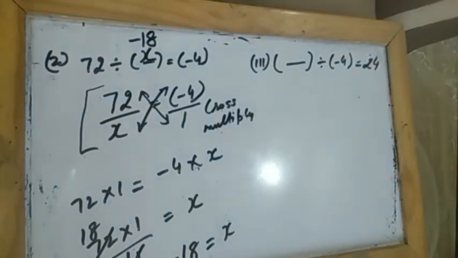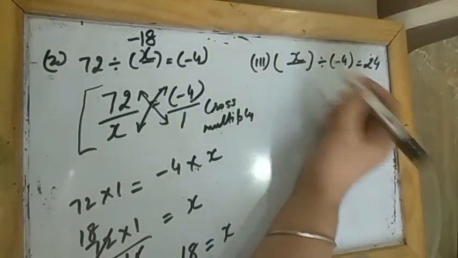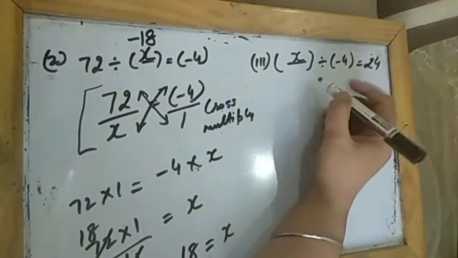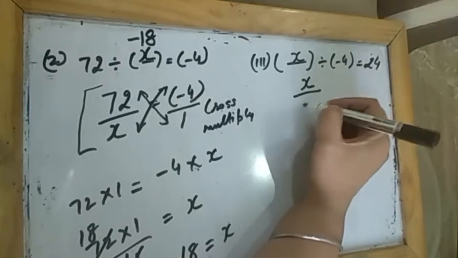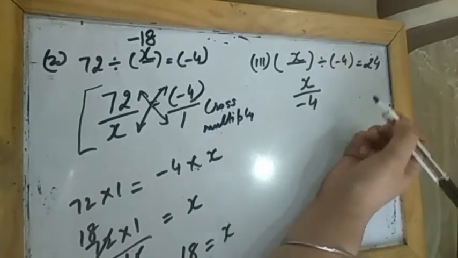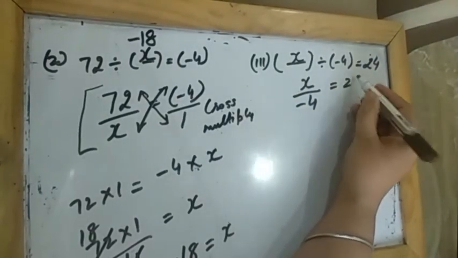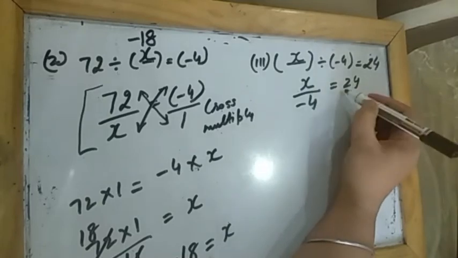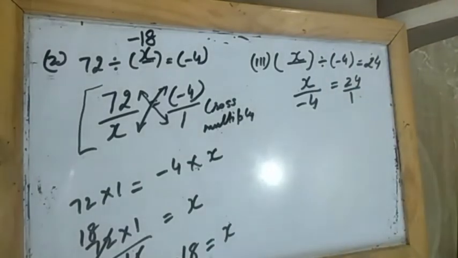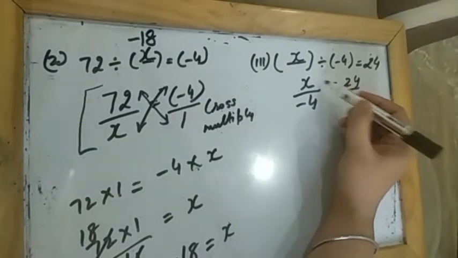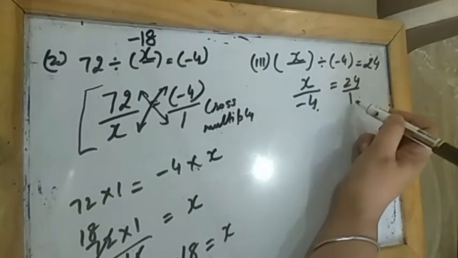For the blank I can write x. So x divided by minus 4 is equal to 24. This I have changed into a fraction, and here also I'll make a fraction by adding 1 as a denominator. Now how do I solve when I have fractions on both sides?